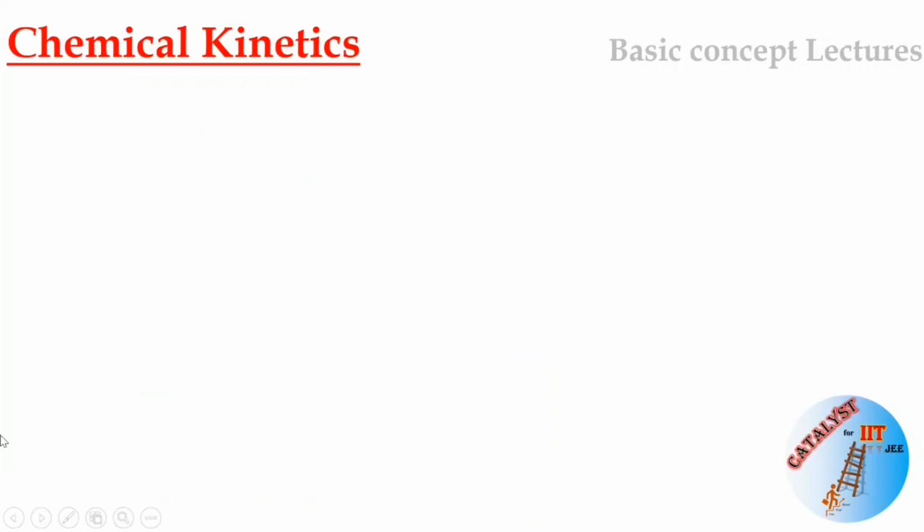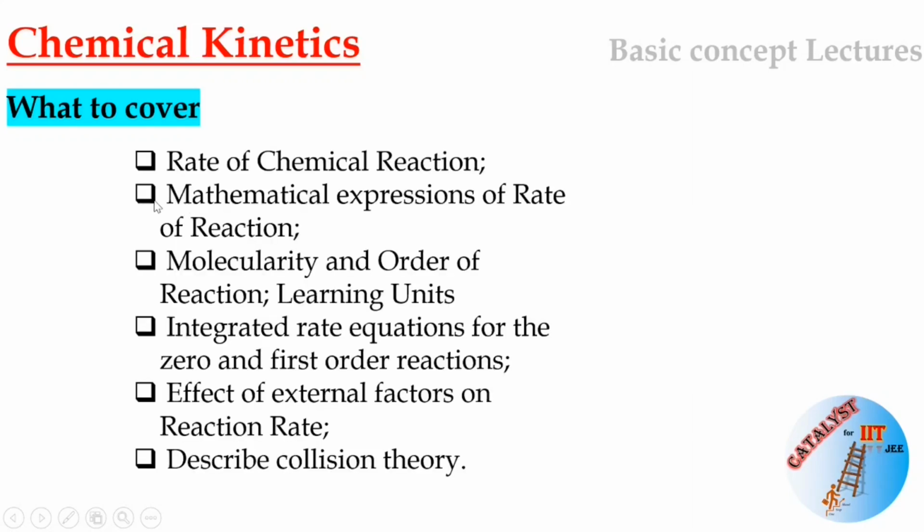Now in this chapter, chemical kinetics, what are we going to cover? First, the rate of a chemical reaction. What is the rate of a chemical reaction? Then how do we mathematically express the rate of a reaction? Then we are going to cover the molecularity and order of reaction. Also we are going to learn about some unit measurements.